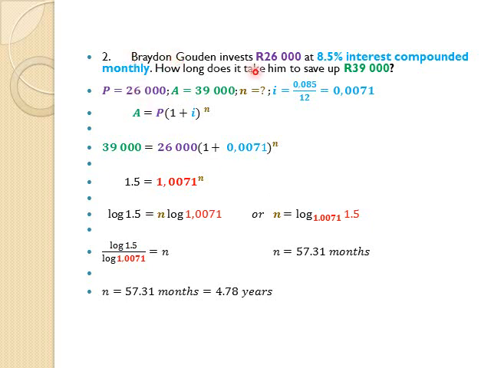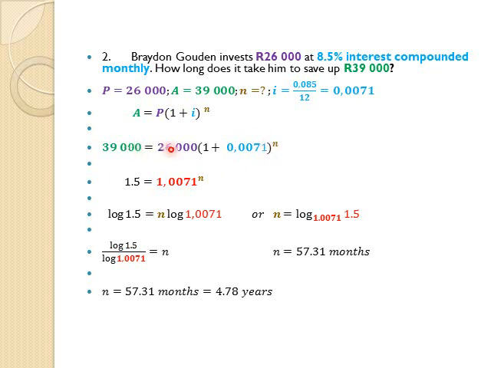Alright, Braden Gowden invests 26,000 Rand at 8.5% interest compounded monthly. How long does it take him to save up to 39,000? So P is 26,000, A is 39,000, n is what I'm looking for. Interest 0.085 compounded monthly, therefore divided by 12, 0.0071. It's investing, so again A equal P, 1 plus i to the power n. Substitute in A 39,000, P 26,000, i 0.0071, and n is what I'm looking for.